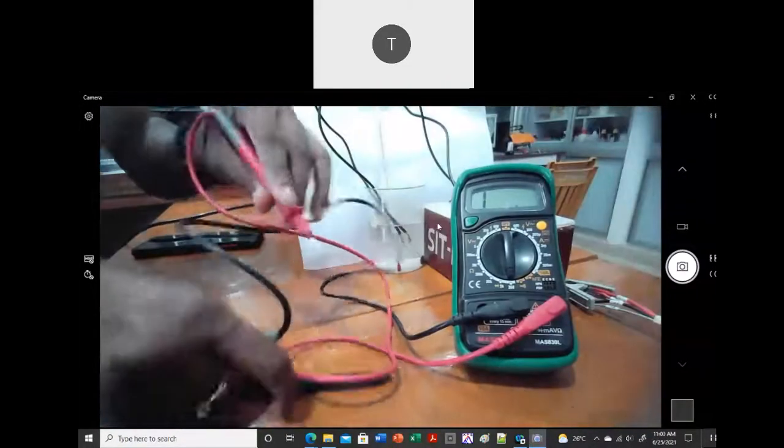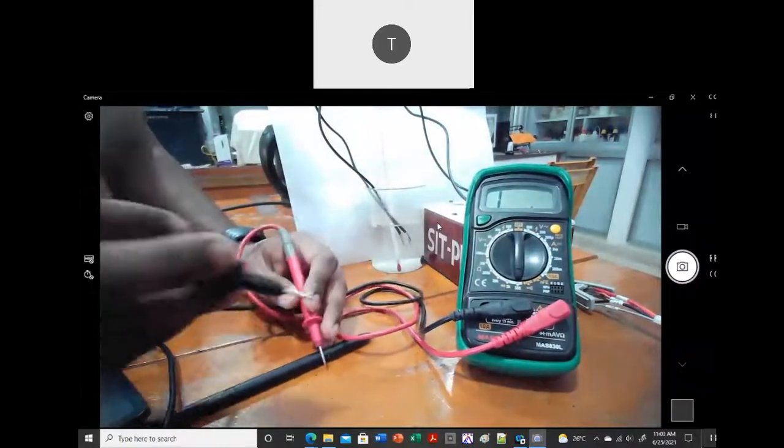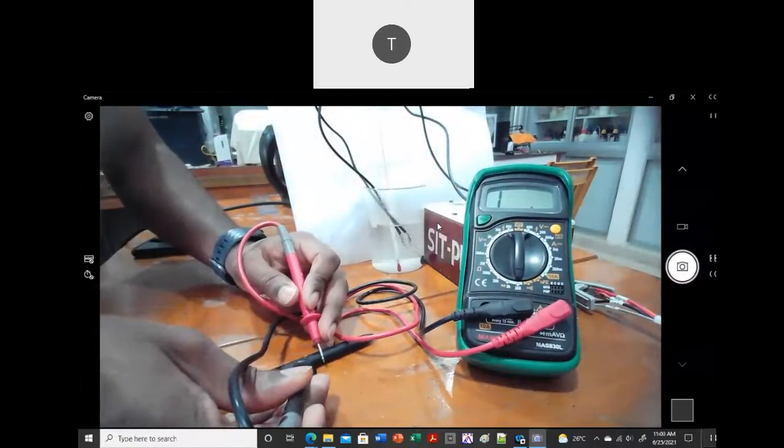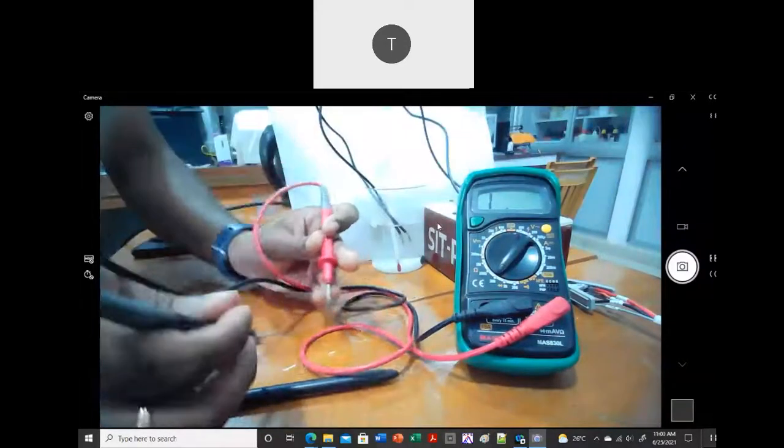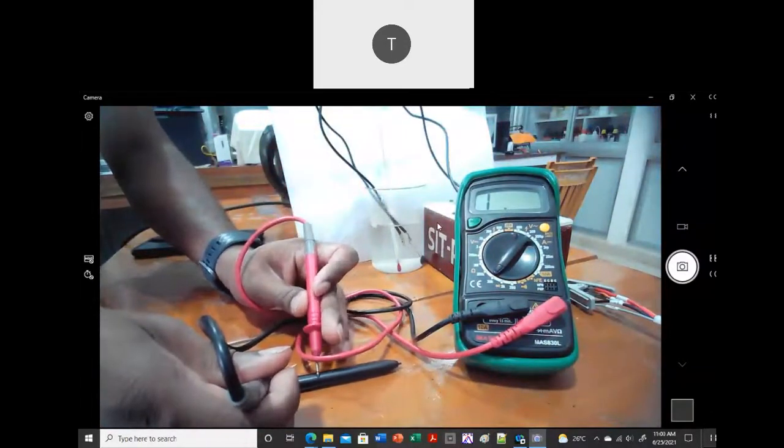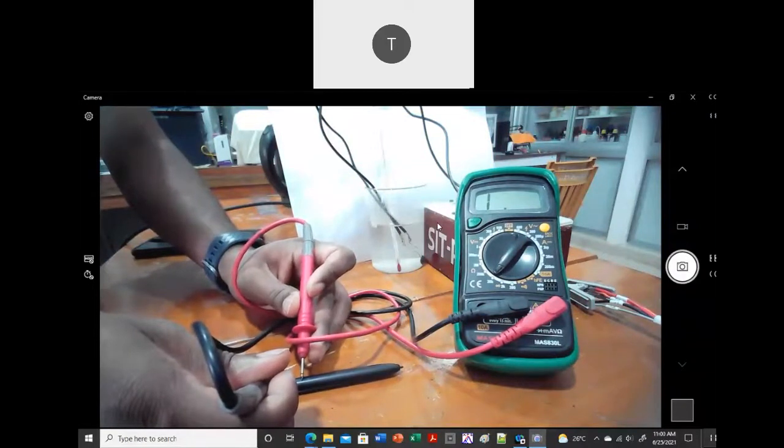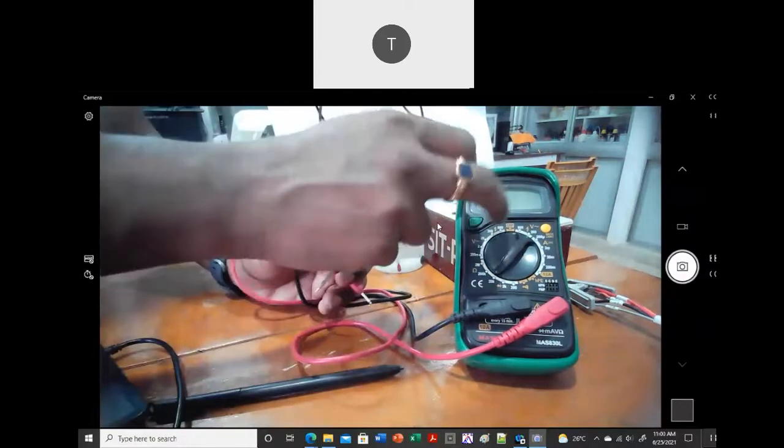So if I want to know the resistance of this pen, I'll just keep it like this, and that will give some reading. As you can see, it is an insulator. When it is an insulator, the resistance will be very high, so you won't even see the reading on your multimeter.